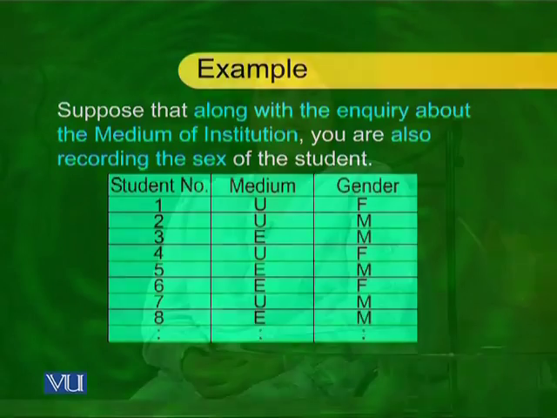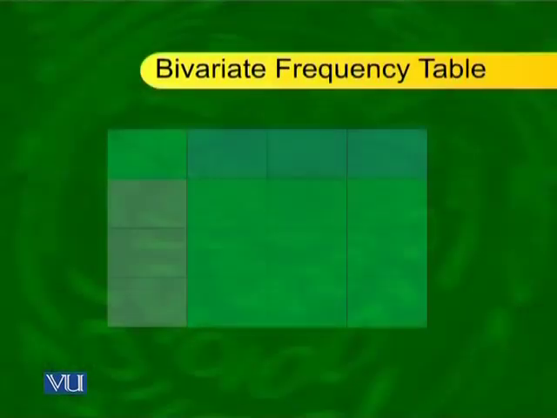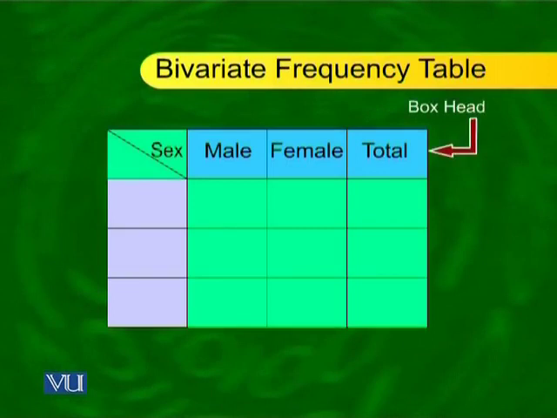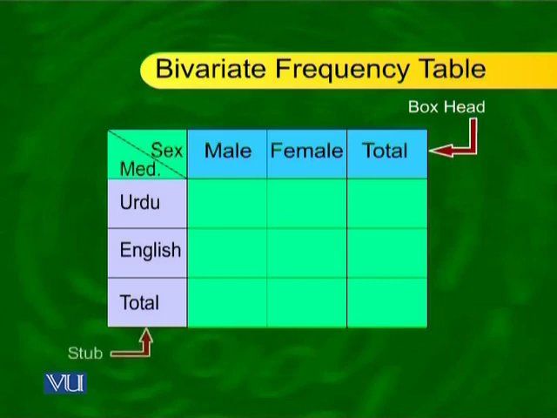Ab sawal ye paida hota hai ki is qisam ke data ko hum kis tarah se summarize karenge. All right. In this case, we will construct a frequency table which is called a bivariate frequency table. It will consist of a box of the type that you now see on the screen. Isme jo sabse upar wali row hai, that is called the box head. Aur jo sabse pehla column hai, that is called the stub.